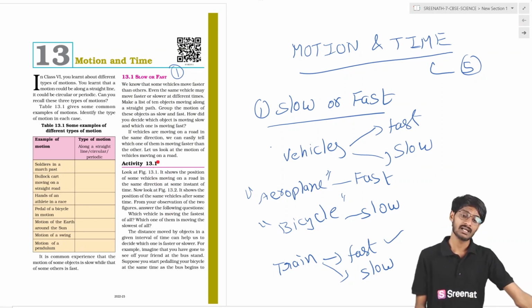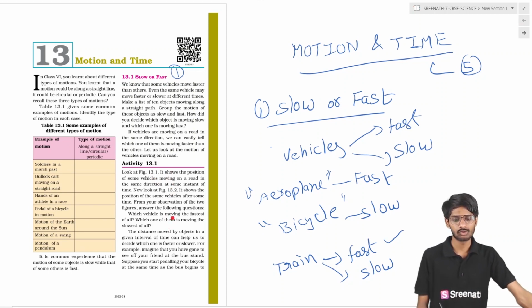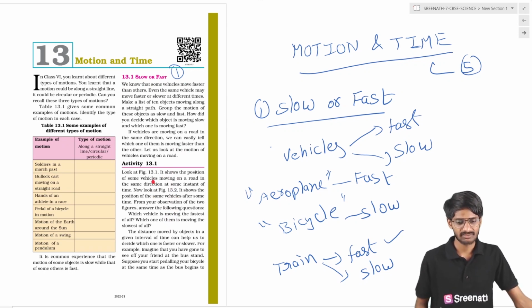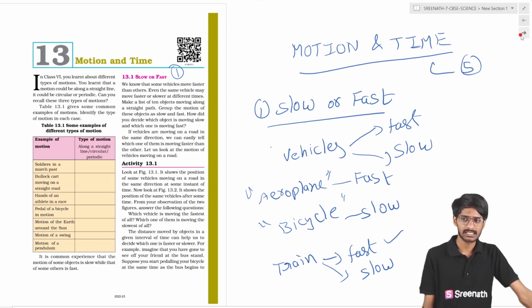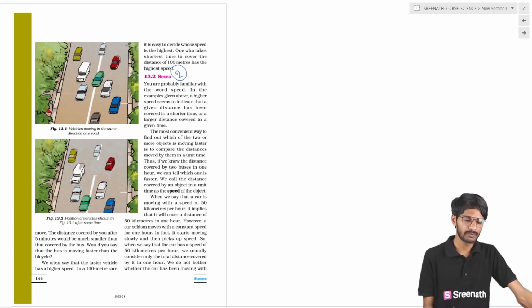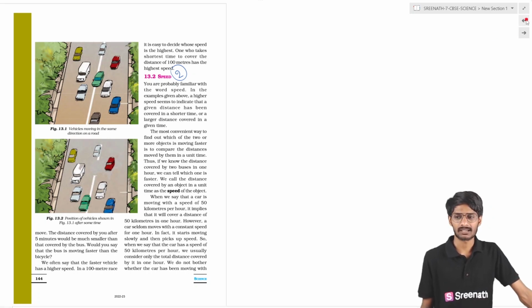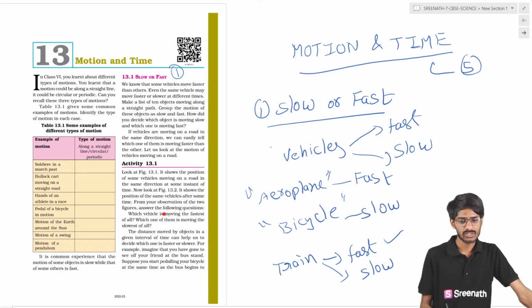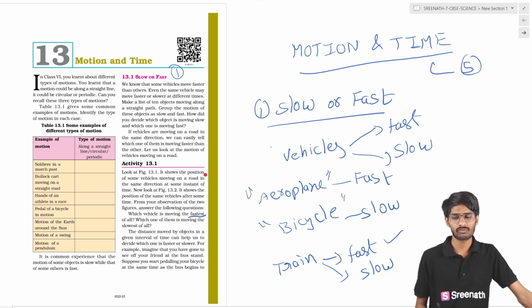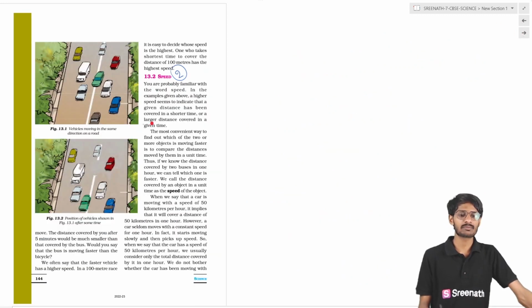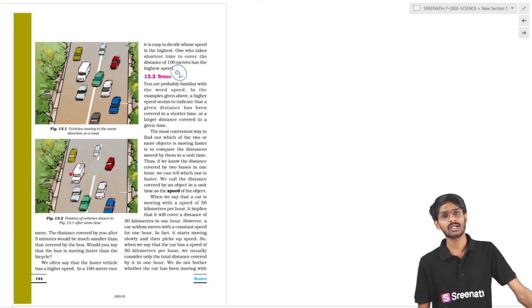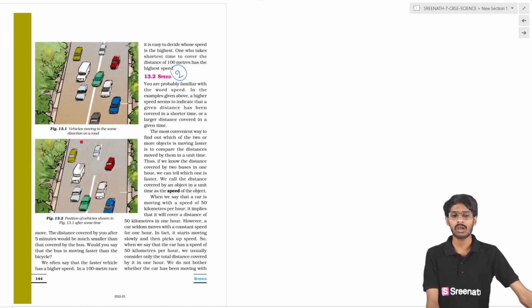Okay, students, and there is an activity, if possible you can do it. What is that activity? Based on this picture, which vehicle is moving the fastest of all, and which one of them is moving the slowest of all? I have answered which one is moving fast, so you have to answer the question of the slowest. Clearly observe this picture in your textbook and find out which is the slowest of all vehicles.